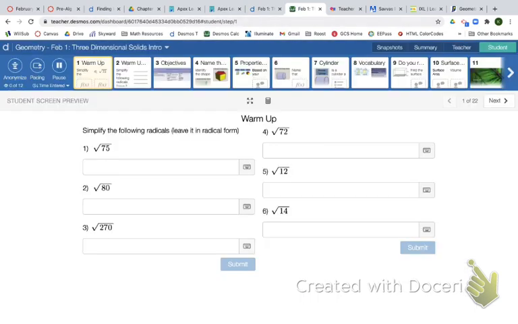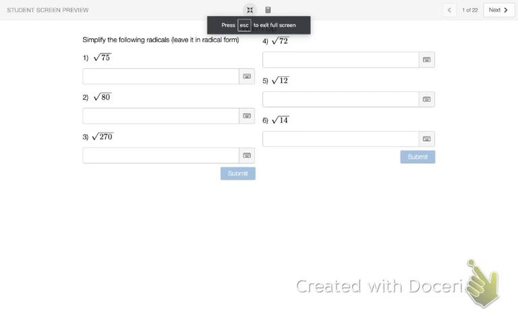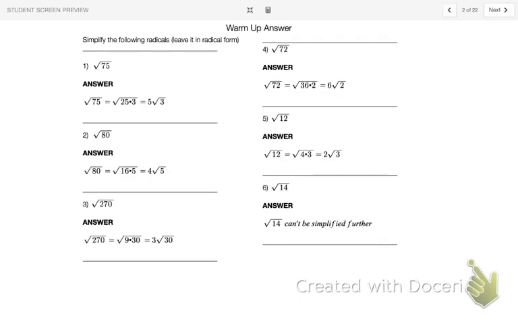Okay, you should have completed your warm-up already, or you're watching this video. We're going to go through the Desmos, and then you're going to have some work time. So your warm-up was to simplify some radicals, and then let's check your answers on slide 2. If you have questions about how I got this, make sure you email me. All right.